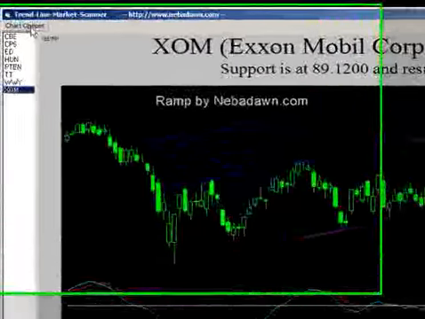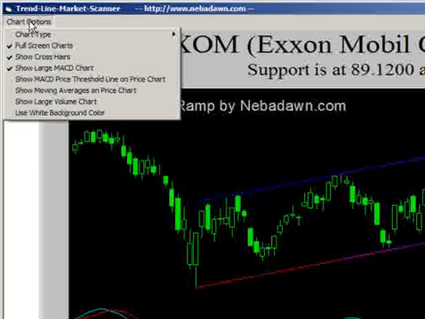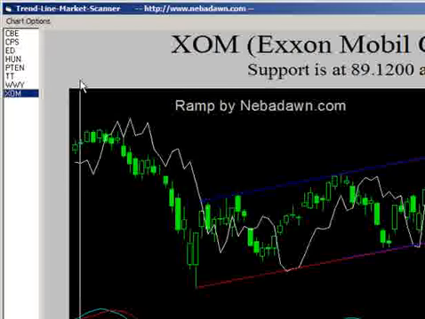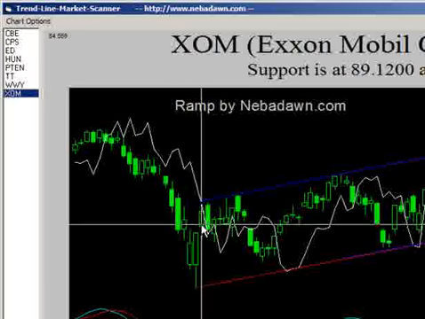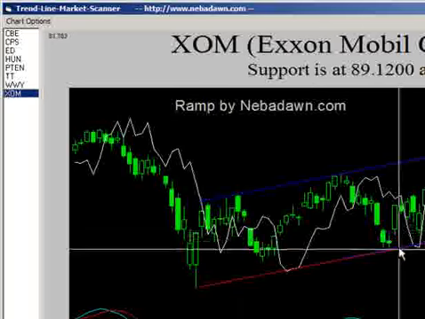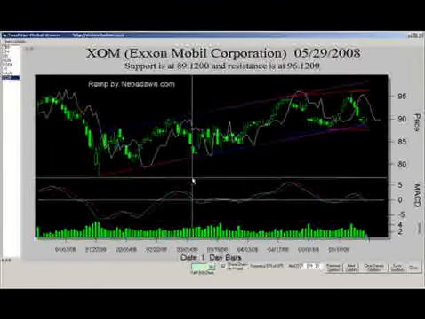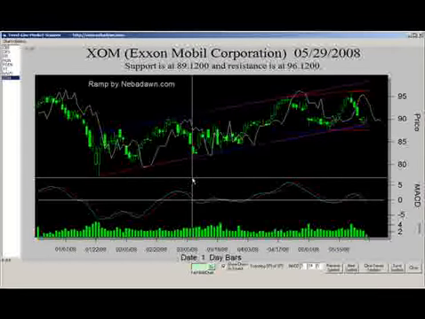In the upper left-hand corner, you'll see chart options. I will click on that, and then I'm going to check show the MACD price threshold line. And when I check it, you'll see this white line has appeared over the top of price. That is the MACD price threshold line. And I define it simply as the closing price that would have to occur if the MACD line were to remain absolutely flat or horizontal.